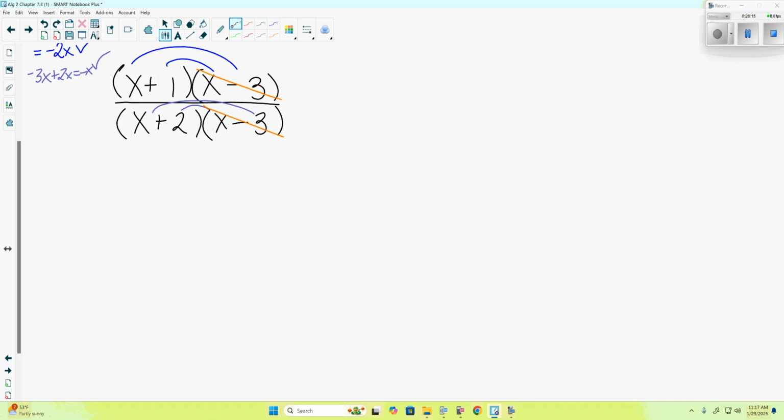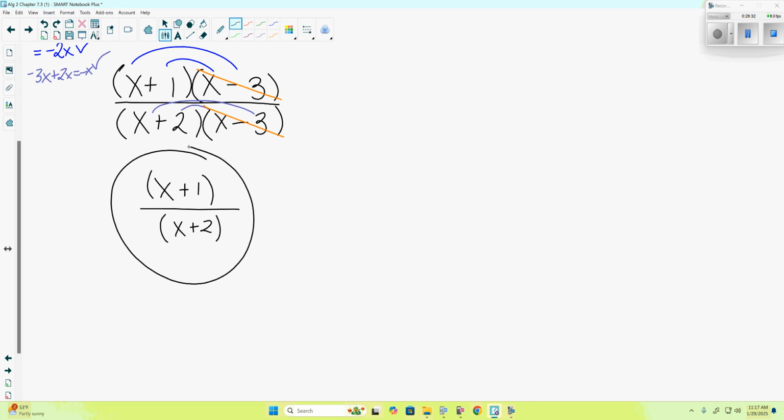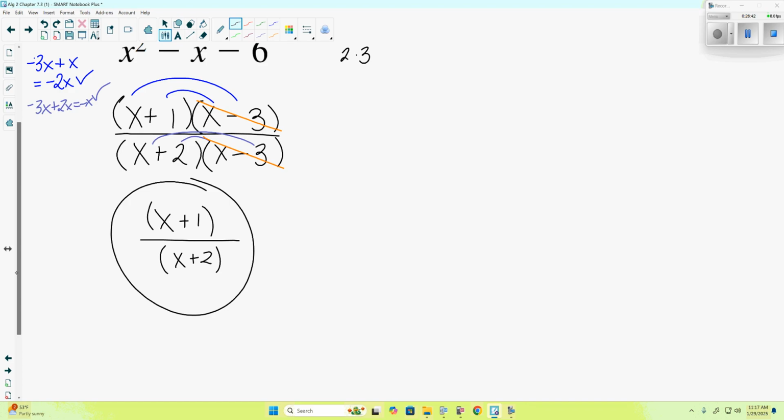All right, guys. Let's focus on this. So x minus 3 is common on top and bottom, so it will factor out, leaving us with x plus 1 over x plus 2. Now we can't just cross out the x and x, because again, they're stuck together. X plus 1 is one expression, x plus 2 is an expression. We have to keep them together. So that is as simplified as it gets.